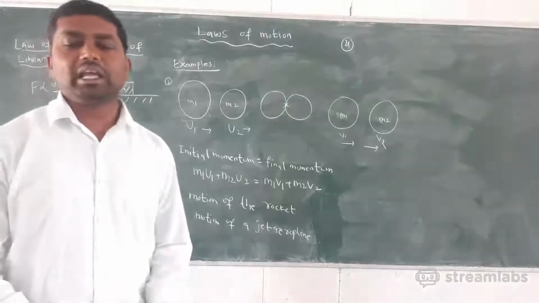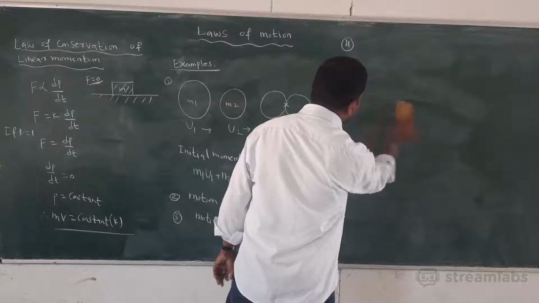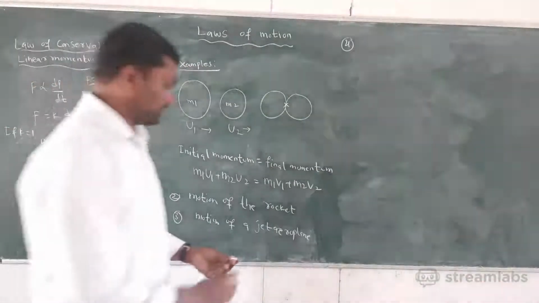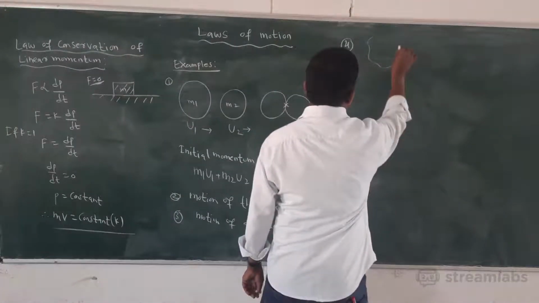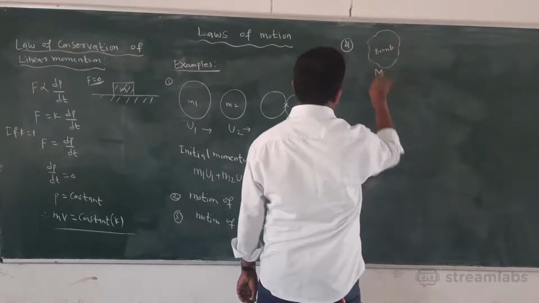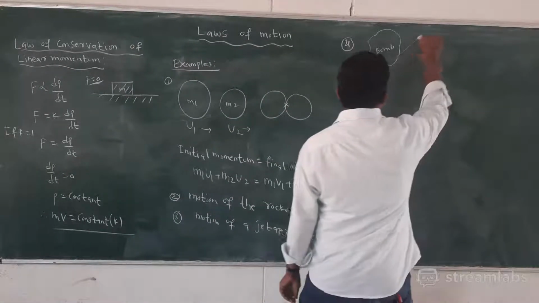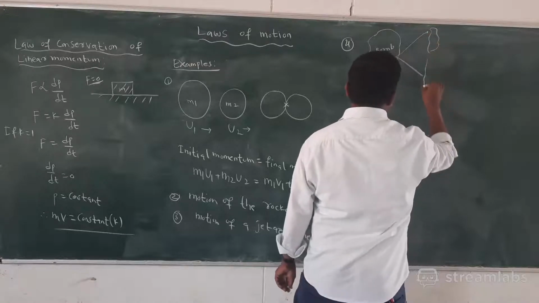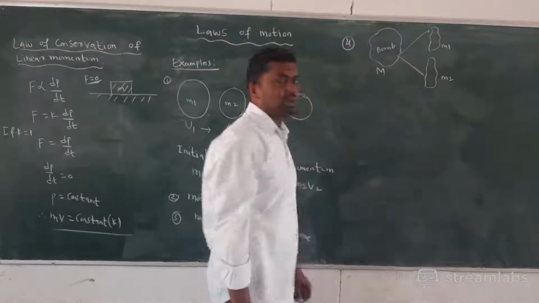When a bomb explodes, it splits into two lighter particles. So we can take a bomb. The bomb has mass m. So first we take a bomb, whose mass is represented by m. After some time it splits into two particles, which have some mass, represented by m1 and m2.